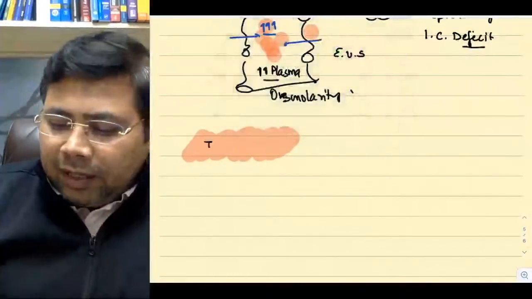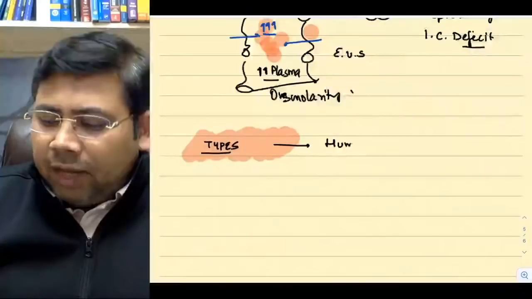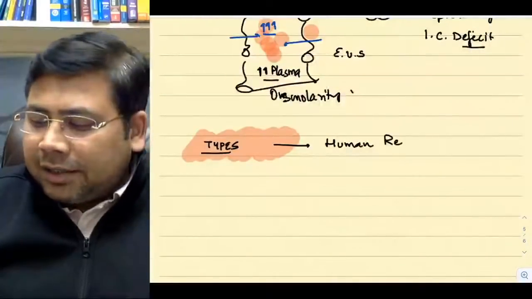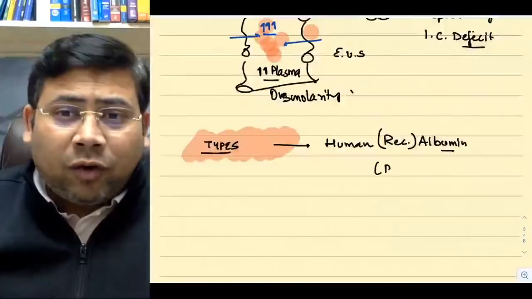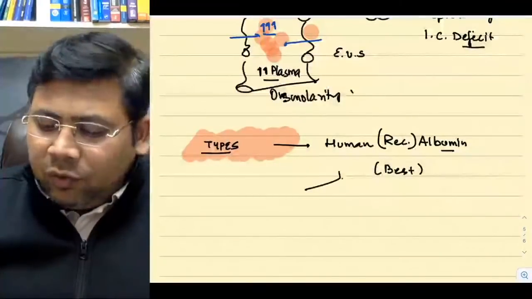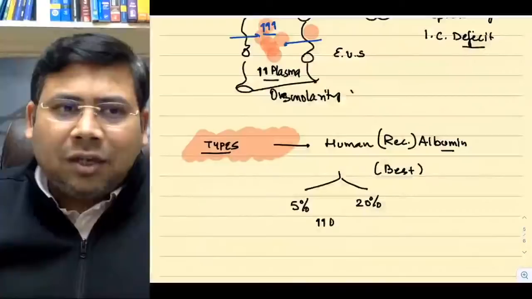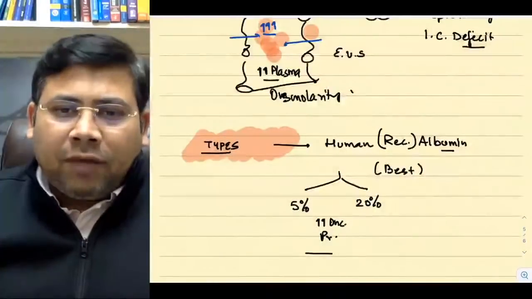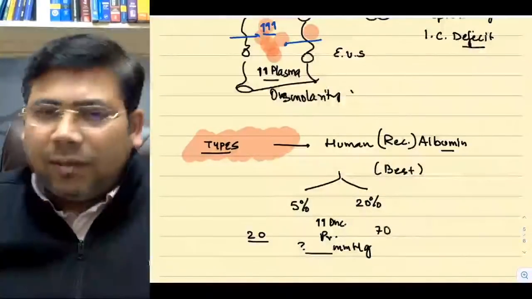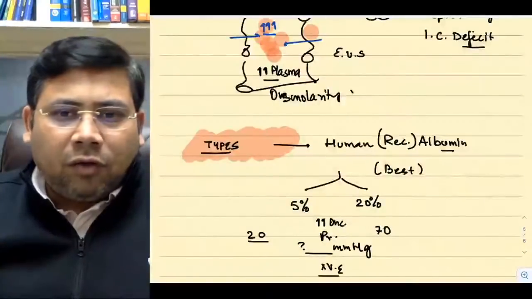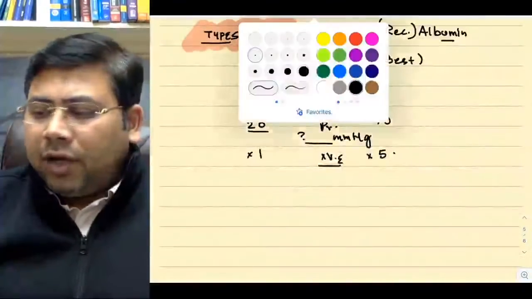What are the famous colloids that we have? Let us see the types. We have human albumin, but this is not the plain human albumin, it is a recombinant type of human albumin. Students, this is the best colloid available. It is available in 2 forms, 5% and 20%. Both of them will increase the oncotic pressure, 20 mmHg for 5% and 70 mmHg for 20%. They both will cause volume expansion, one time and five times. This is very important about recombinant human albumin.